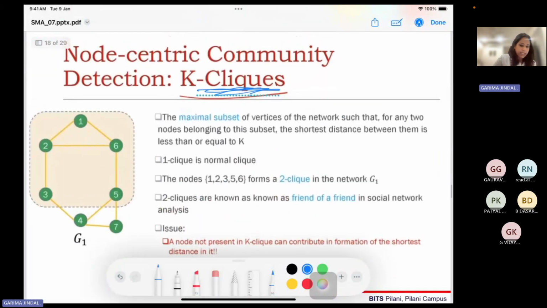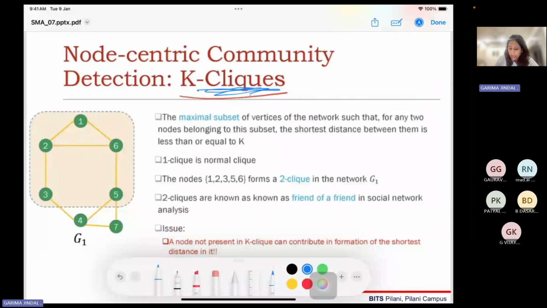So then there is the second method that we were discussing, and this method is called k-cliques. Now there will be a few definitions on k-cliques and k-clubs and some very similar terminology. Please try to understand the difference between these definitions very clearly. So you need to focus on the next few slides.